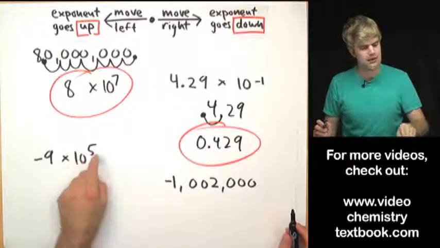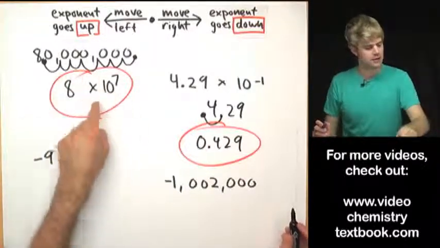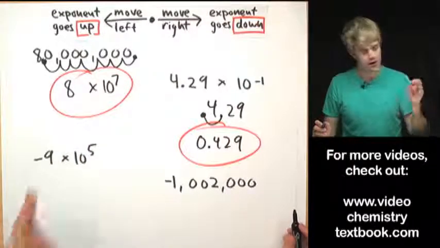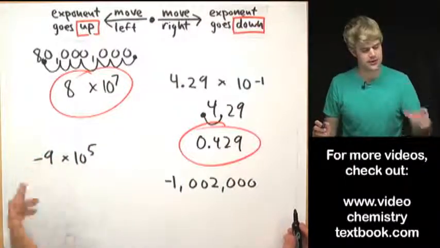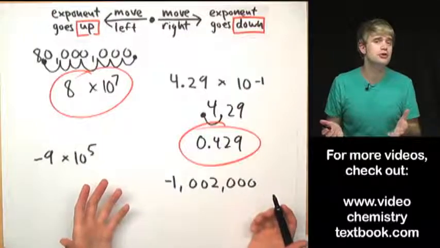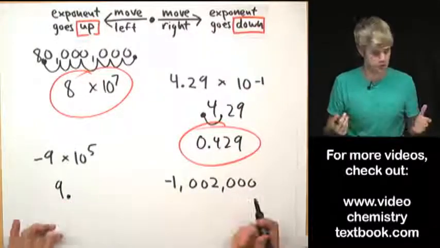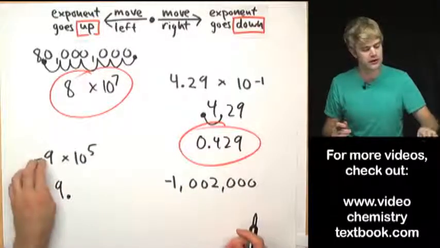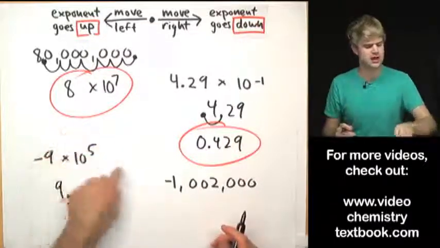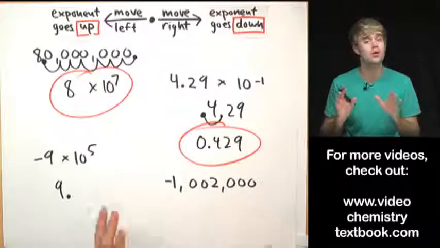Negative 9 times 10 to the 5th. This is kind of like this one here, because we just have one number, no decimal place, nothing after the decimal place, but you know where the decimal place should be. So we'll write it in here like 9 point, because that's where the decimal would be. It's a negative number. We'll leave that negative out till the very end. It doesn't have any bearing on what we're going to be doing with the decimal.